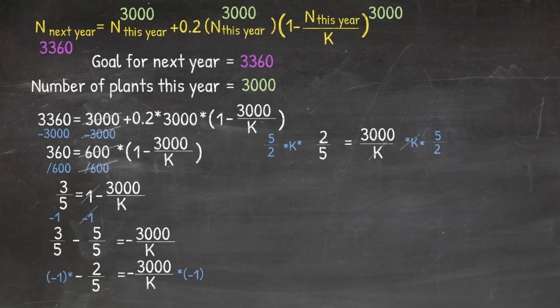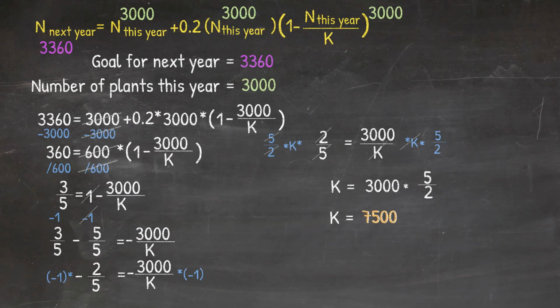then 5 over 2 times 2 over 5 cancels out, because the result would be 5 times 2, 10 in the numerator, and 2 times 5, 10 in the denominator. So 10 over 10 equals 1. 1 times k equals k. So on the right-hand side, we'd have 3,000 times 5 over 2, and k would equal the result of 3,000 times 5 over 2. Using the calculator, we would get the same answer, 7,500.